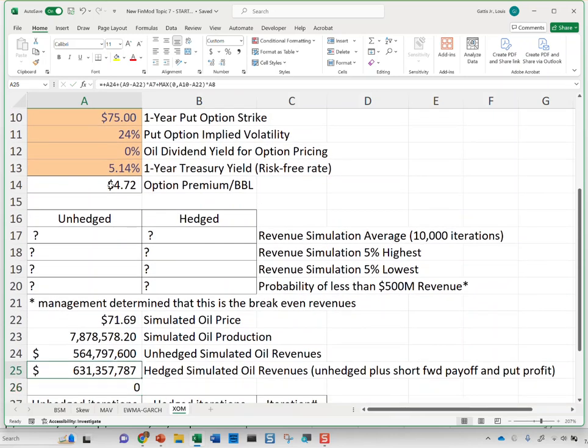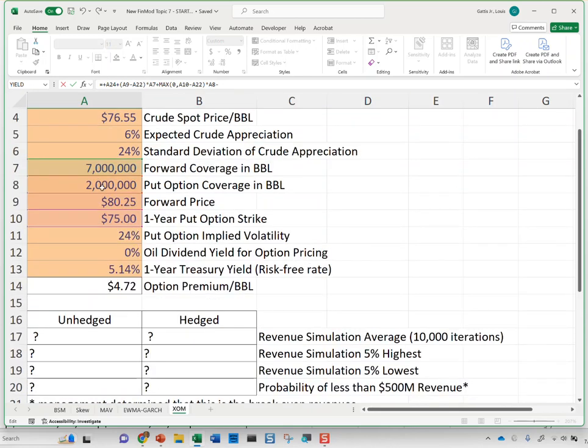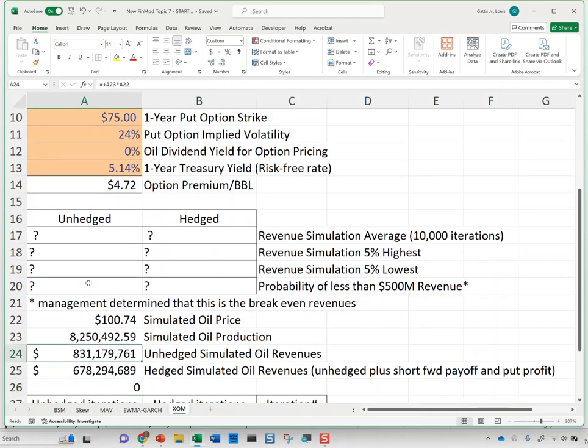And I'll hit enter so you can see the formula so far. That's maximum of 0, X minus ST, times the 2 million. And the last thing, I need to subtract off the cost of the option. There are 2 million options times 4.72, which is the option price according to Black-Scholes.